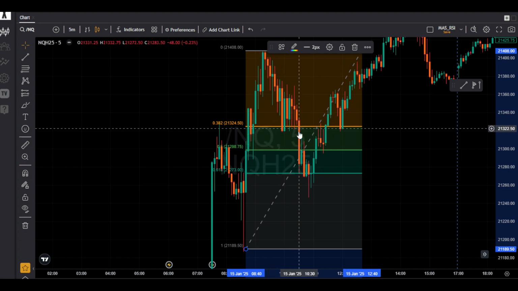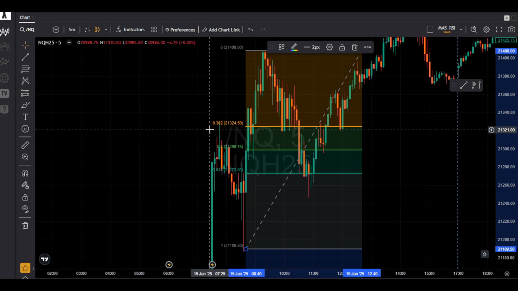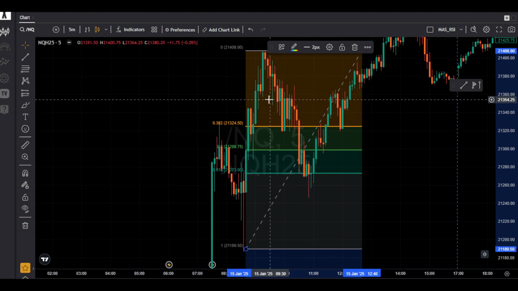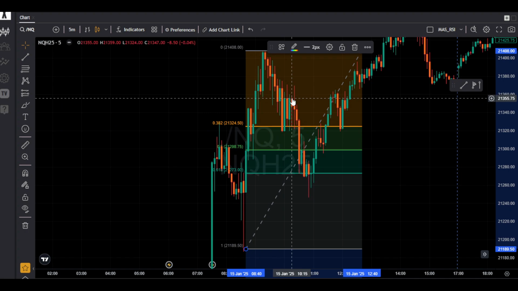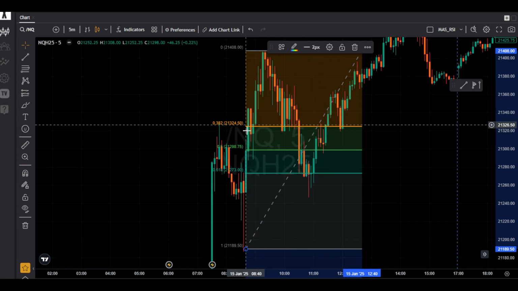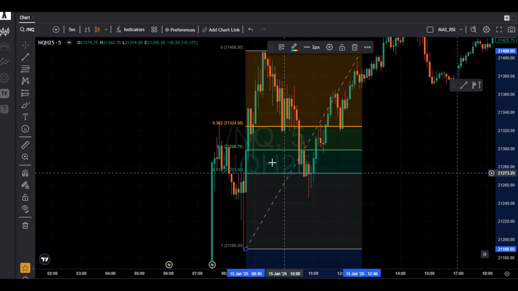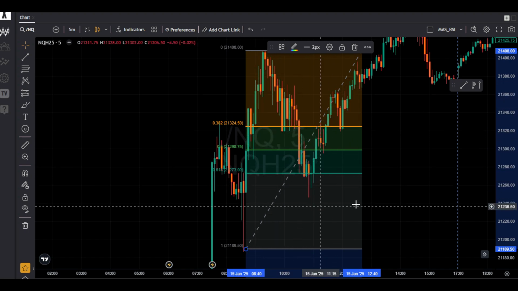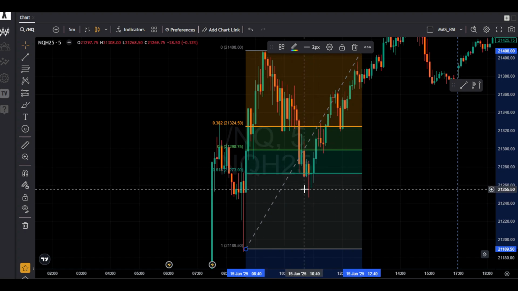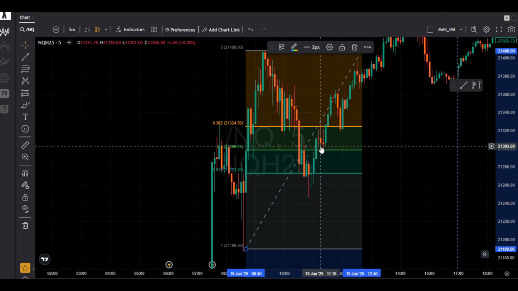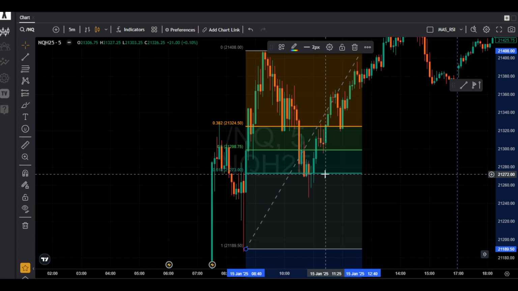Even though it rejected the 0.382 area, as I said earlier, in some cases it may work, in some cases it does not work. So normally I don't consider this level. I only stick to the 0.5 and 0.618 area over here. So wait for the price to come back to your level and always take an A plus setup.